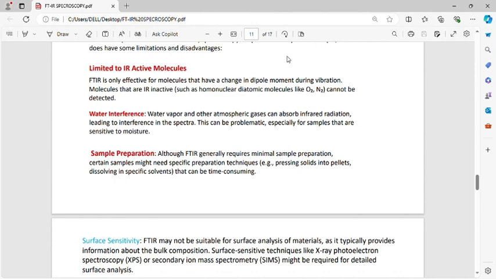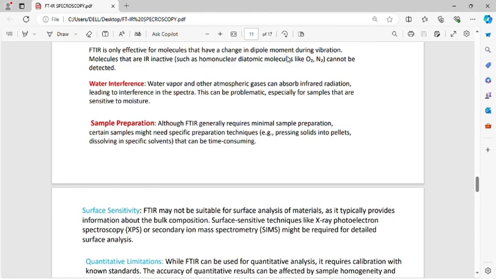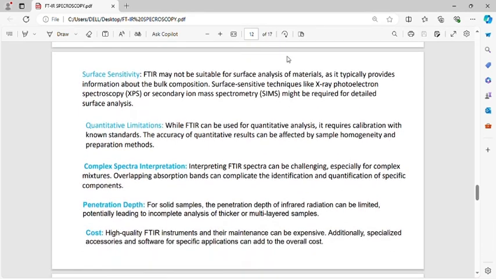Water interference. Water vapor and other atmospheric gases can absorb the infrared radiation, leading to interference in the spectra. This can be problematic, especially for samples that are sensitive to moisture. Sample preparation. Although FTIR generally requires minimal sample preparation, certain samples might need specific preparation techniques that can be time consuming. Surface sensitivity. FTIR may not be suitable for the surface analysis of materials as it typically provides information about the bulk composition.